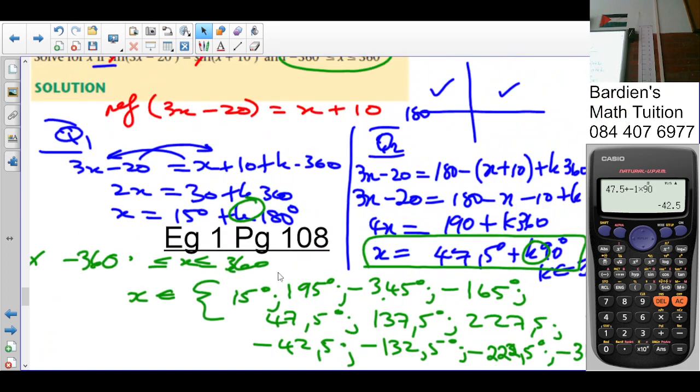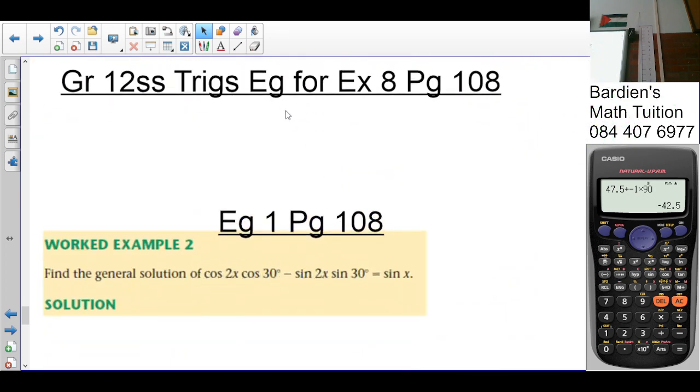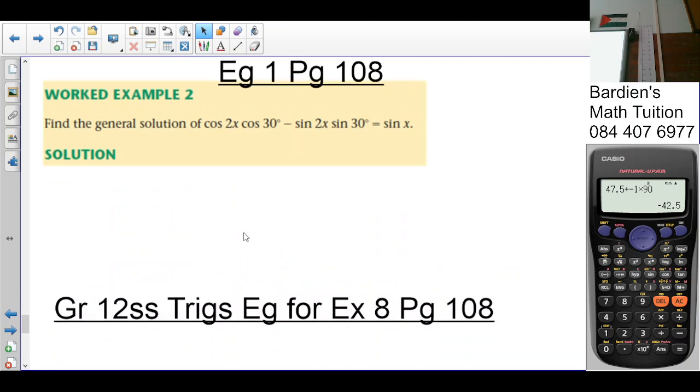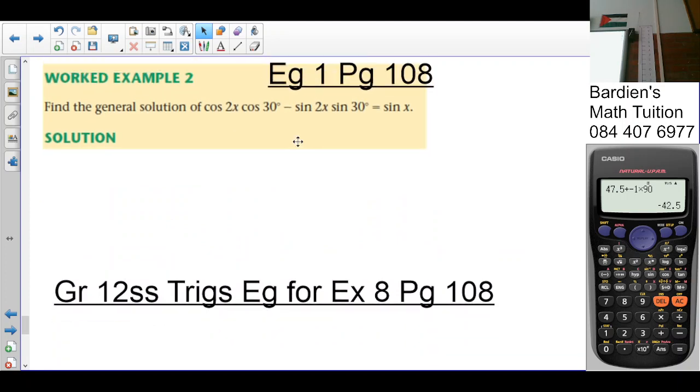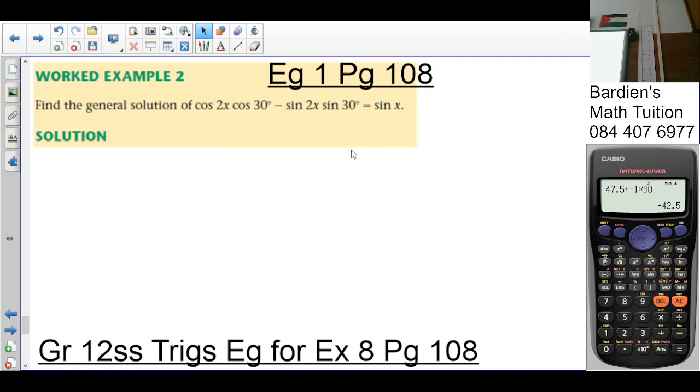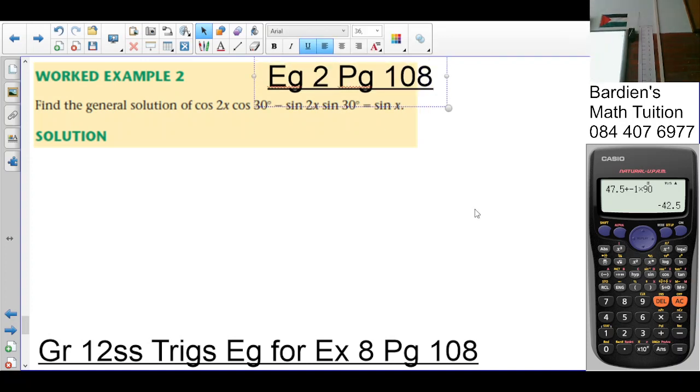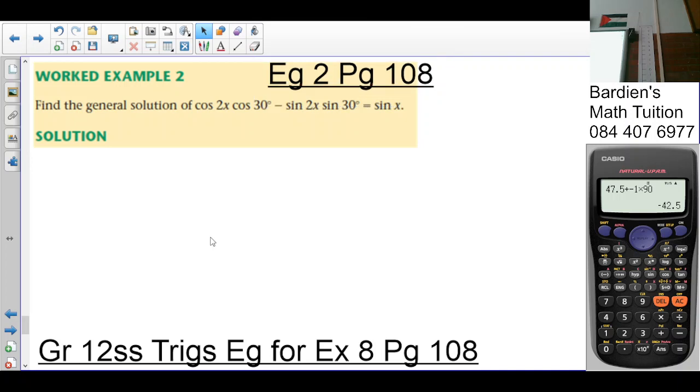The last one. Example 2, and also on page 108. Alright, so we are told find the general solution of cos 2x cos 30 minus sin 2x sin 30. People, what does this remind you of? Cos alpha, cos beta minus sin alpha, sin beta. What does it remind you of? Yes, the cos double compound angle.